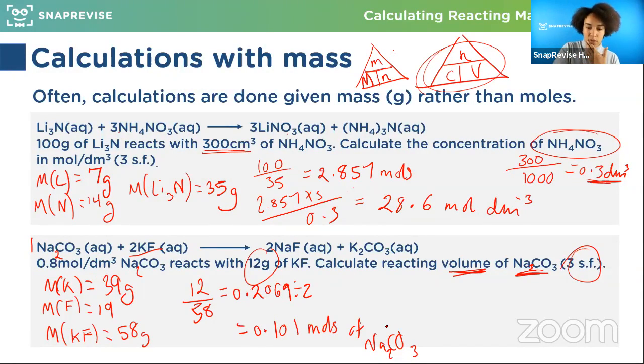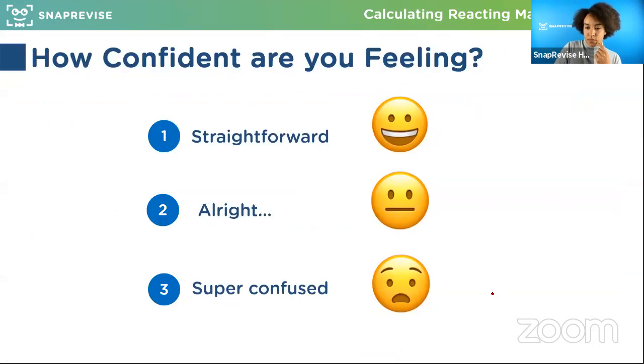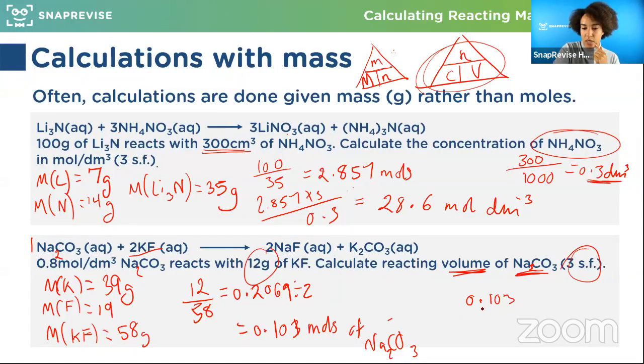Cool. Okay, so we've got something else that we need to do. So far, we've got the number of moles. We also have our concentration of sodium carbonate. So what do we need to do? Yeah, we need to divide by 0.8. Divide by the concentration. Perfect. Oh, that should be a 3. So 0.103 divided by 0.8 is equal to 0.129 dm cubed. And that is in our 3 significant figures.